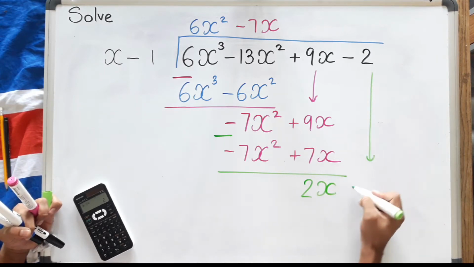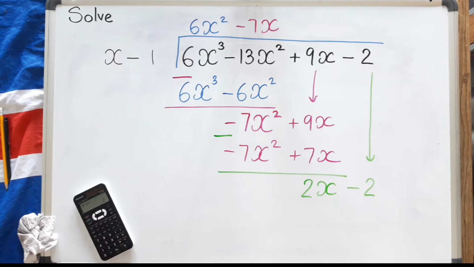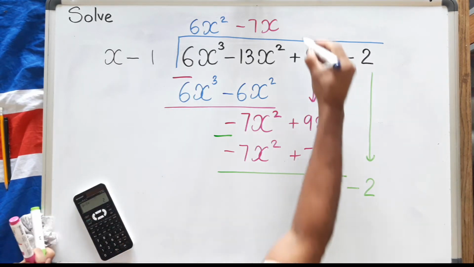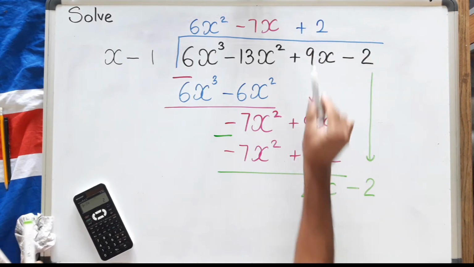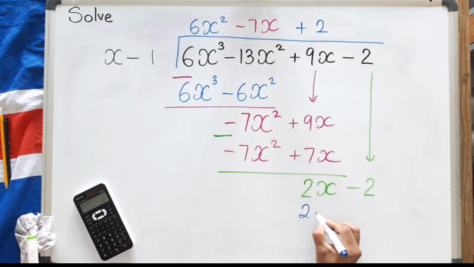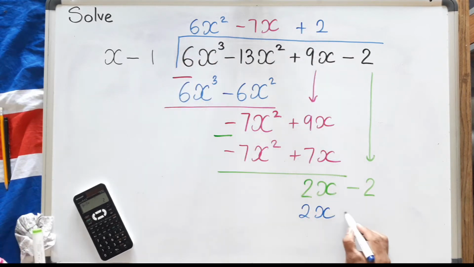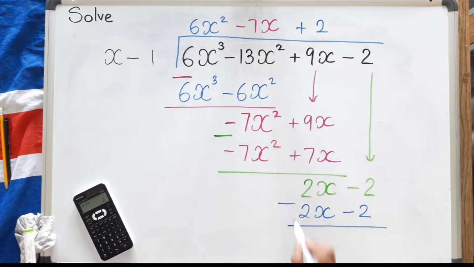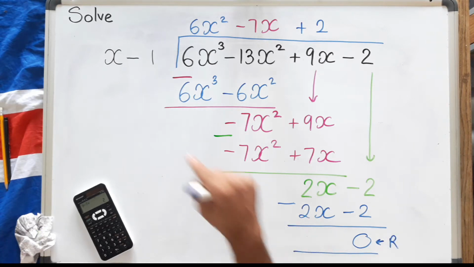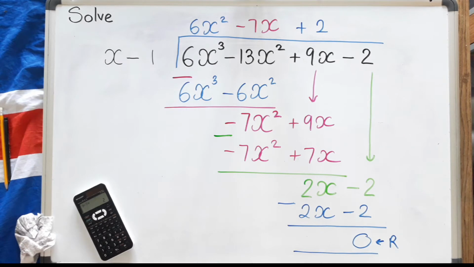Let me drop down the minus 2. He joins the party. 2x divided by x is how much? Just 2. So 2 by x is 2x. 2 by the minus 1 is minus 2. Put your minus sign. 2x minus 2x is 0. Minus 2 minus minus. Two negatives make a positive. So minus 2 plus 2 is 0. So yes, the remainder is 0, which means this is indeed a factor.